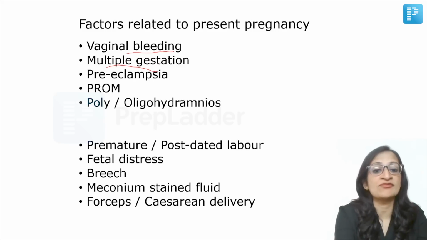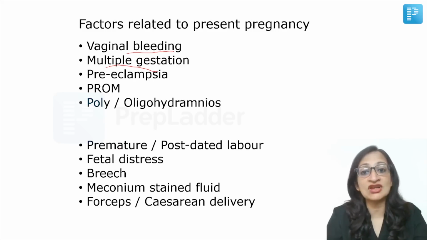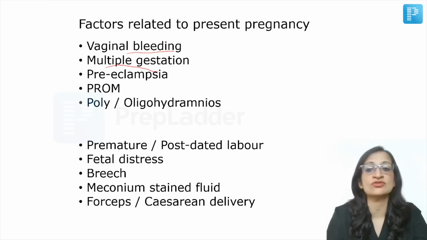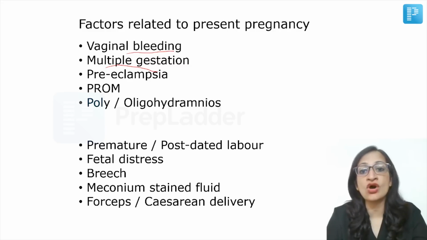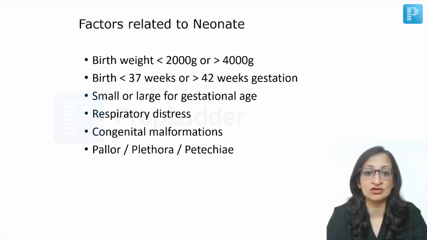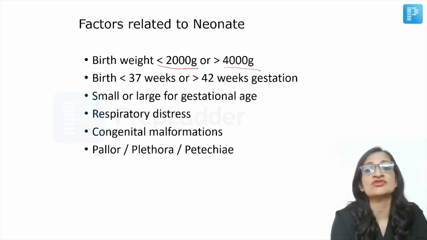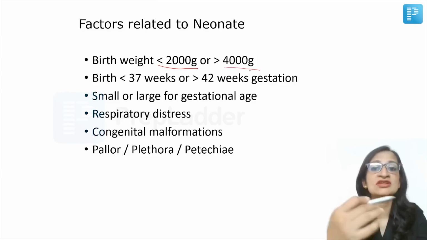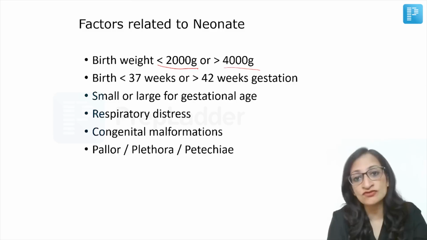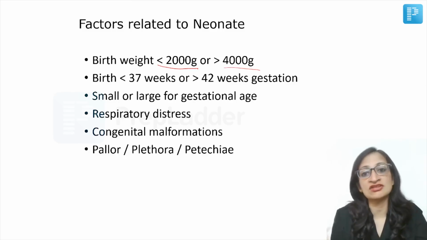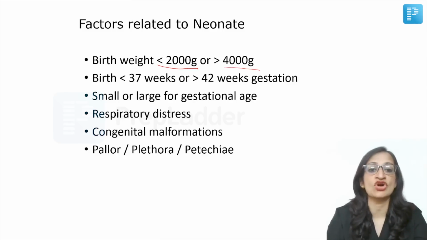During labor, if you have premature or postdated labor, if there is fetal distress or breech presentation, meconium-stained liquor, assisted delivery or cesarean section, these all are risk factors making the baby high risk. And related to the neonate, if the birth weight of the baby is less than 2000 grams or more than 4000 grams, or if the baby is preterm or postterm or small for date or large for date, and if there is respiratory distress, congenital malformations or pallor.